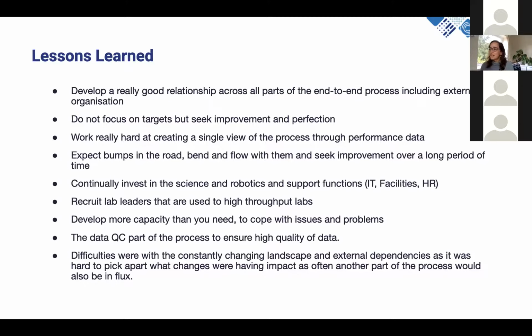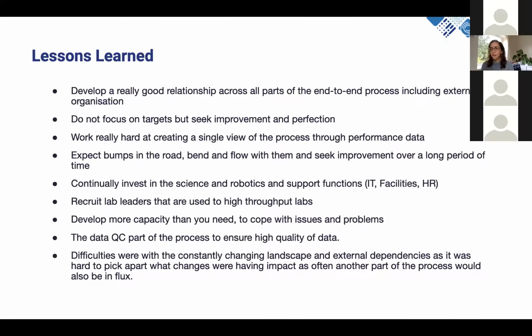Continually invest in the science and in robotics and support functions. So there are a lot of unsung heroes in this talk. There is a huge amount of IT that goes into this, and also facilities and human resources. And there's the full suite of people that support the project. Another lesson is to recruit lab leaders that are used to high throughput labs, or if you're not doing a high throughput lab, they are used to the setting that you want to set up.